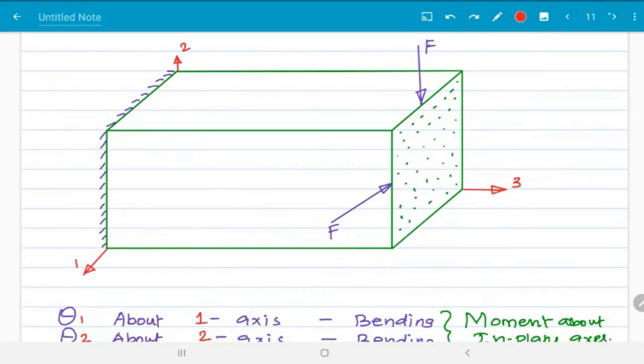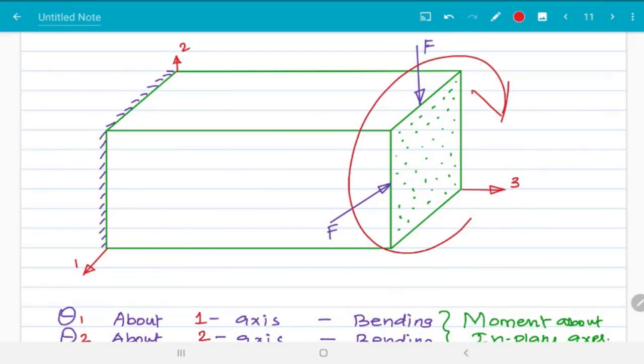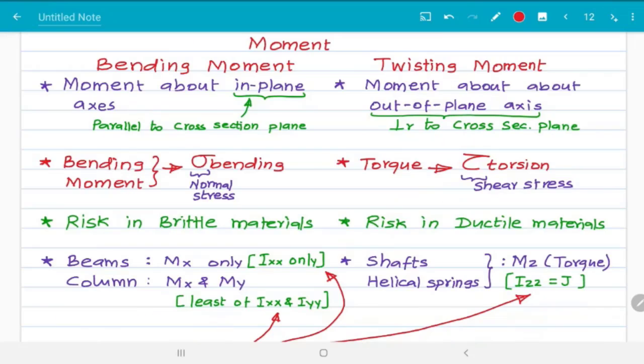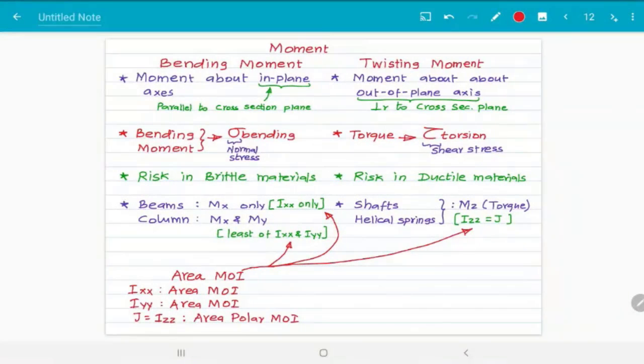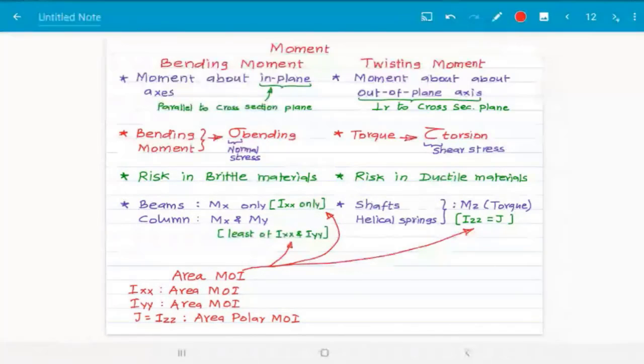Opposite directional, right? Clockwise rotation here, counterclockwise rotation there. 10 degrees clockwise, 10 degrees counterclockwise means it is twisting, right? So moment of inertia related to bending or twisting is called area moment of inertia. Moment of inertia related to whole object rotation, where the full body is rotating, is called mass moment of inertia.